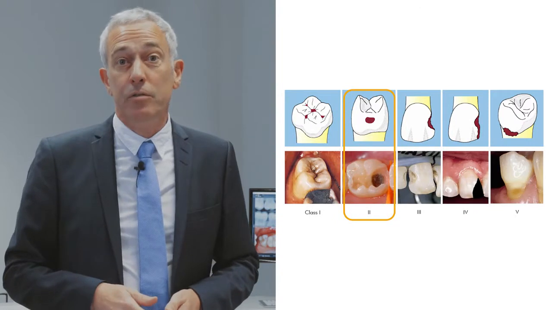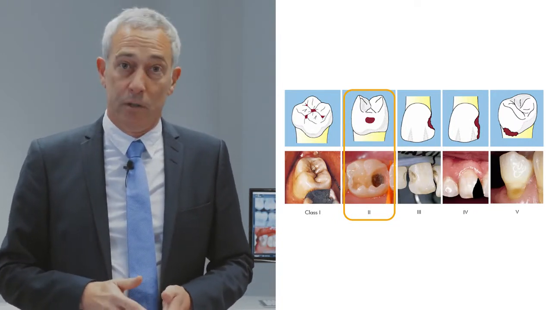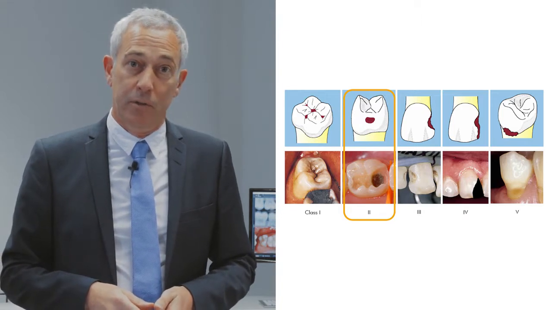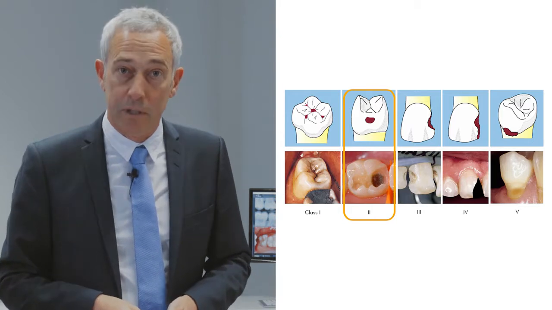Today we would like to talk about direct restorations and the Class 2 treatment solution in particular. Cavities that are caused by dental caries can be found in different areas of our dentition, and we can classify them into 5 so-called cavity classes. The most predominant cavity class that can be found in a dental office is the so-called Class 2 cavity.